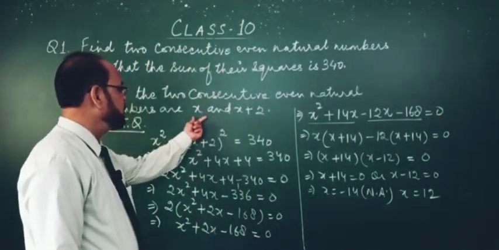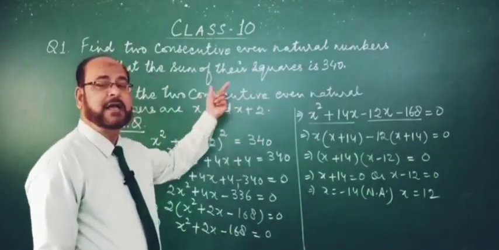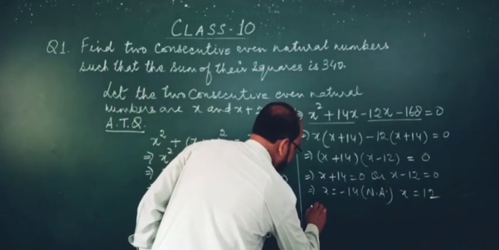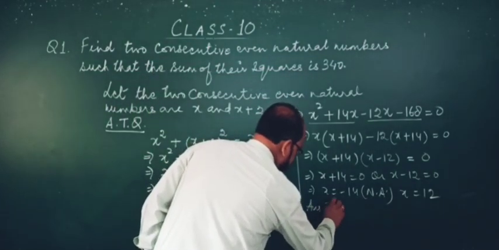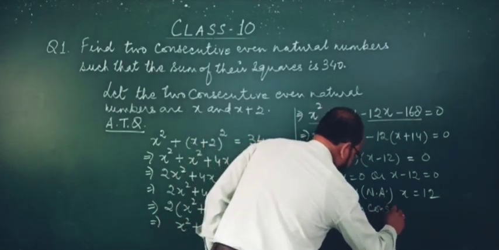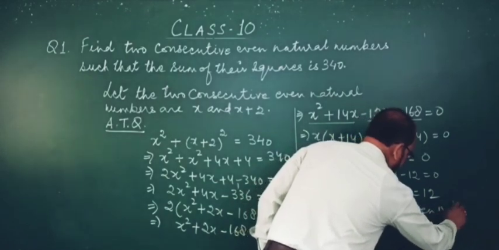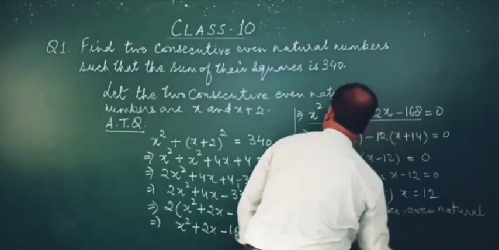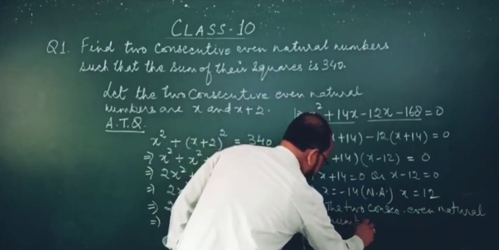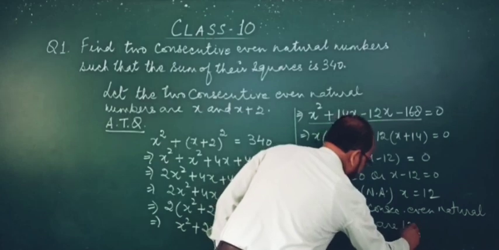Now we came to know the value of x is 12. Now we will substitute the value of x as 12. So it will be 12 and 14. Finally we will write the answer: the two consecutive even natural numbers are 12 and 14.